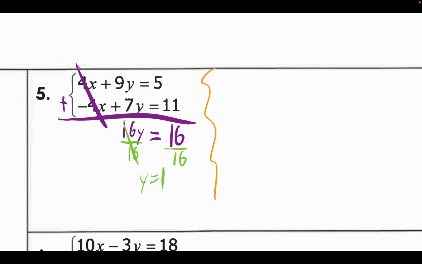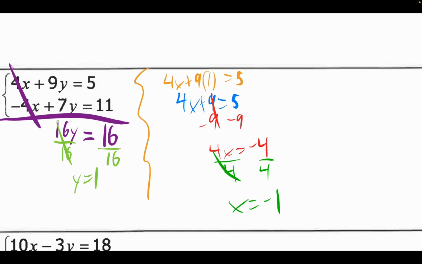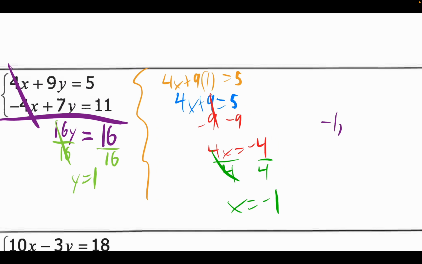Personally, I'm going to pick the top one just because it's only positive numbers. 4x plus 9 times 1 equals 5. And now as I start solving, I get 4x plus 9 equals 5. Subtract the 9 from each side, and I get 4x equals negative 4. Divide by 4, and I get x to be negative 1. And so now this will end up being my ordered pair answer as negative 1, 1. And if I had solved this via substitution or via graphing, I'd get the exact same ordered pair as my answer.